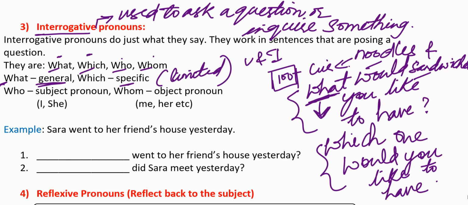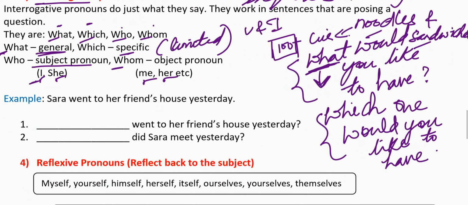Now who is a subject pronoun and whom is an object pronoun, which means who comes in the subject's place and whom comes in the object's place. So who can be I or she or whatever subject pronoun, and whom can be any object pronoun, me or her or them or him, etc. Look at the example here.